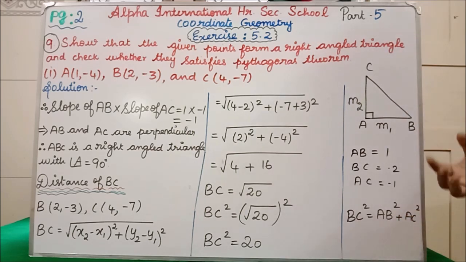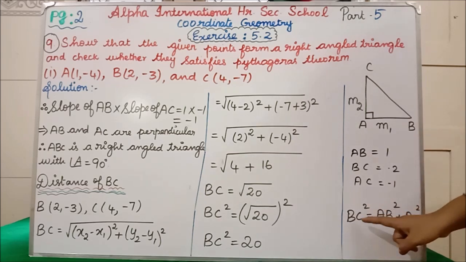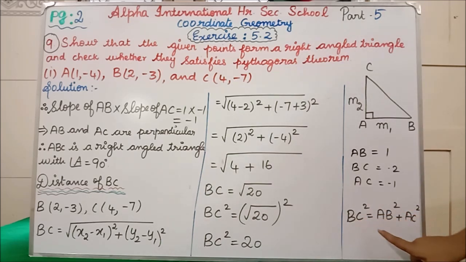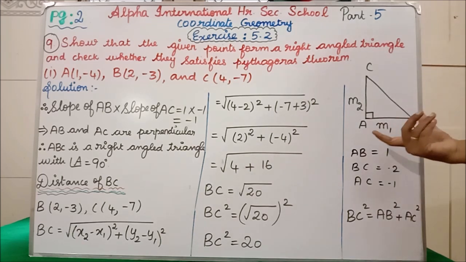Students, clear? So what we have to now show is whether the value we are getting for BC square is the same value you get for AB square plus AC square. If you add these two, you have to get the same answer, which means LHS is equal to RHS we have to prove. Clear? Only then we can say it satisfies the Pythagoras theorem. For that we don't know what the BC length, AB length, AC length are. We are going to find them using the distance formula.